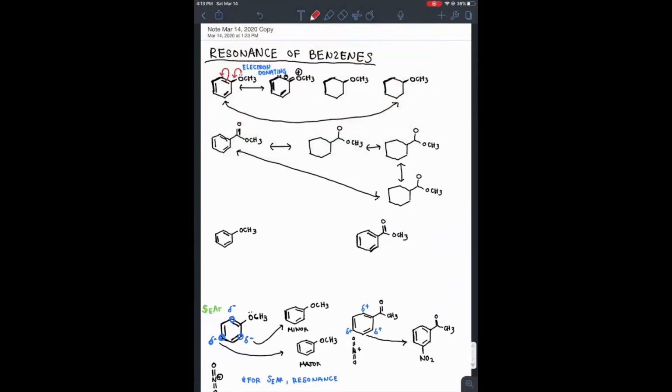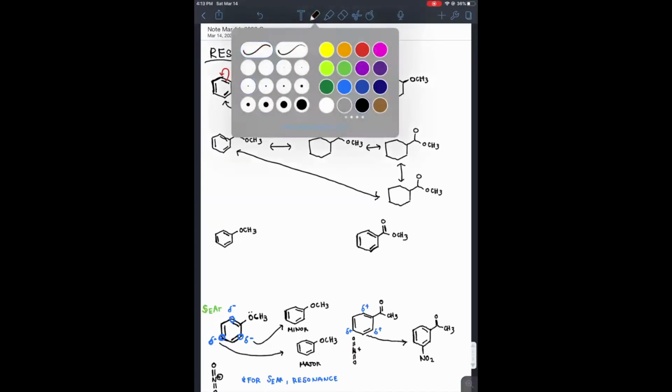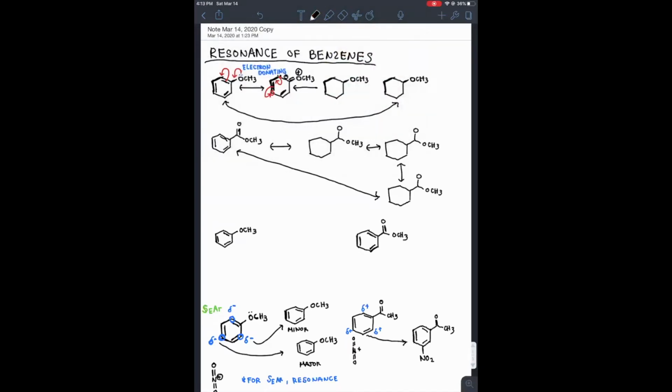And so this is the first resonance structure. And so from here, this negative charge can be pushed into the double bond right here, and that double bond will be pushed off onto this carbon right here, and we get a negative charge on our resonance structure on that carbon.